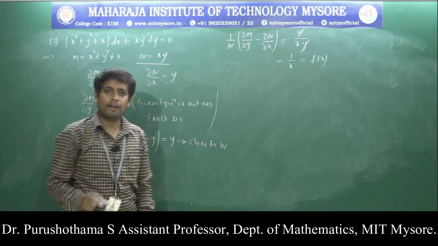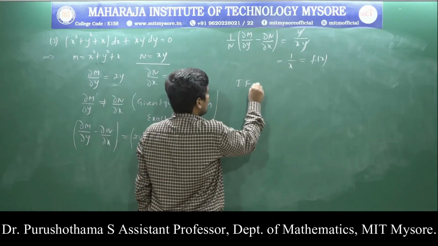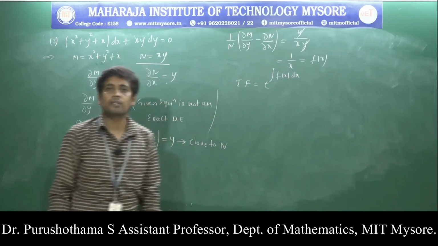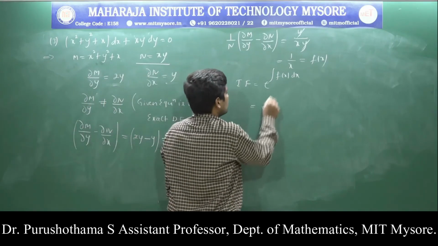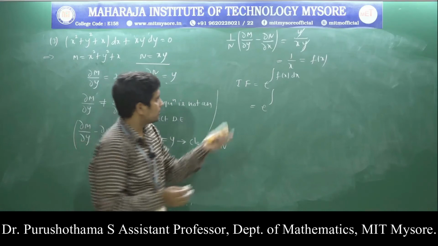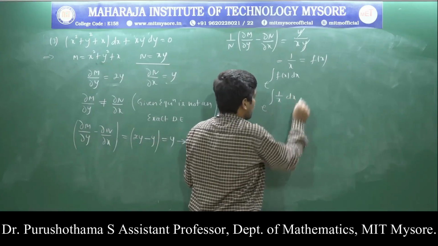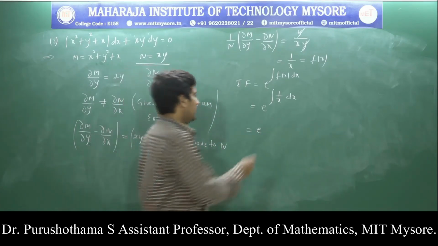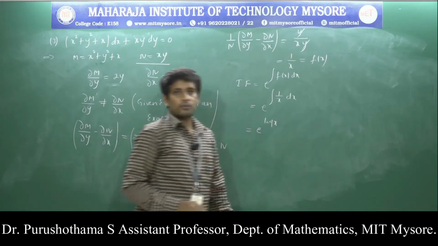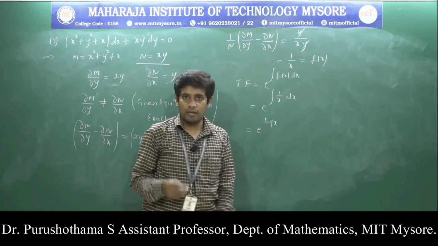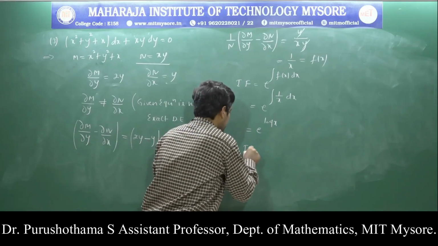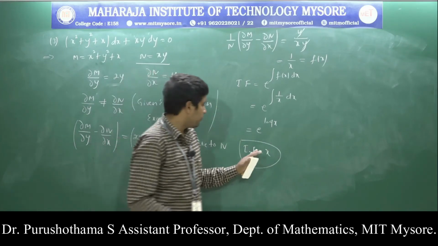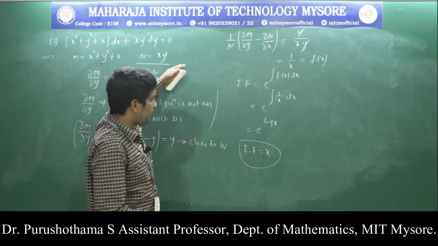In this problem, the integrating factor, IF, is equal to e to the power integral of f(x) dx. f(x) is 1/x, so e to the power integral of 1/x dx is e to the power log x. Using the properties of the logarithmic function, e to the power log x is nothing but x. Therefore, the integrating factor for the given problem is x.